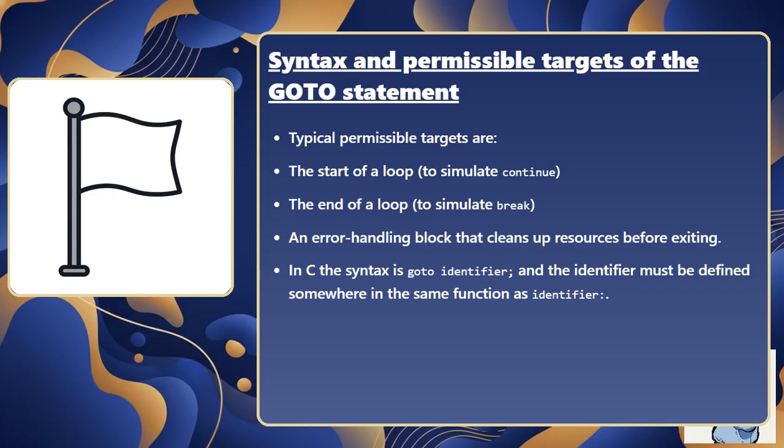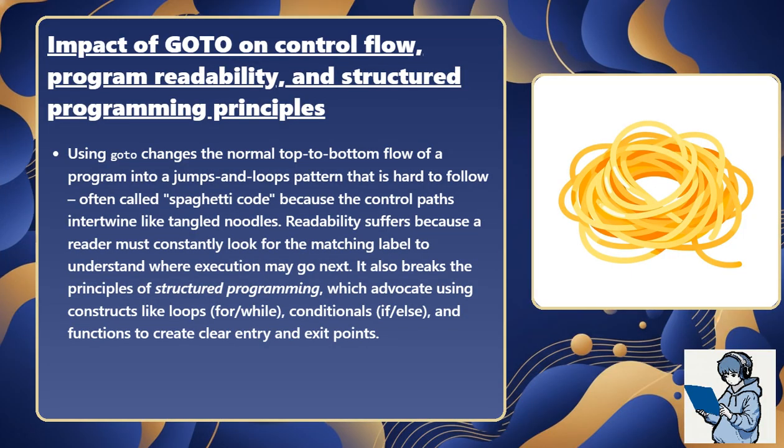In C, the syntax is goto identifier semicolon, and the identifier must be defined somewhere in the same function as identifier colon. Using GOTO changes the normal top-to-bottom flow of a program into a jumps-and-loops pattern that is hard to follow, often called spaghetti code, because the control paths intertwine like tangled noodles. Readability suffers because a reader must constantly look for the matching label to understand where execution may go next. It also breaks the principles of structured programming, which advocate using constructs like loops (for, while), conditionals (if, else), and functions to create clear entry and exit points.